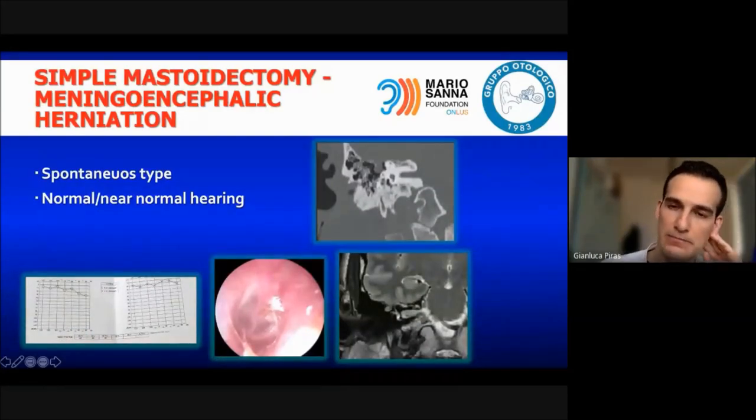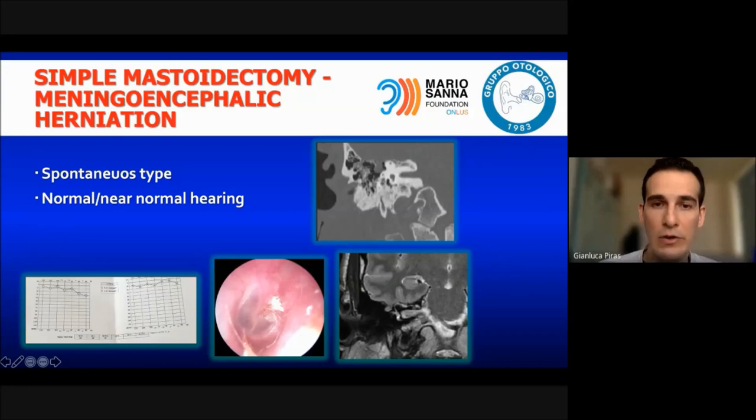That's one case, a congenital meningoencephalic herniation in the mastoid. You see, the patient came to us just for headache and a pulsatile tinnitus. The hearing is practically normal. In the tympanic membrane, nothing could be seen, but sometimes you can have a unilateral effusion. So always pay attention to unilateral effusion, because it's very rare that we have a nasopharyngeal carcinoma, but it's much more frequent, for example, a meningoencephalic herniation with a CSF leak.